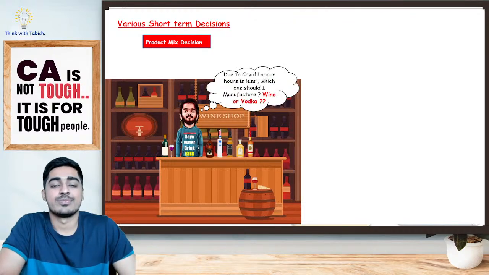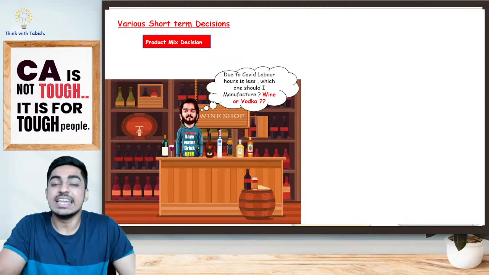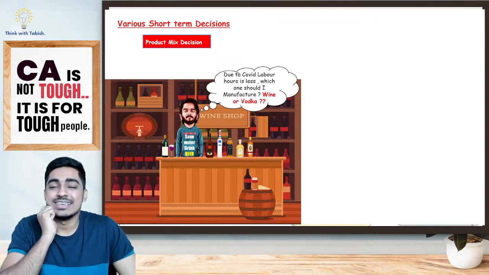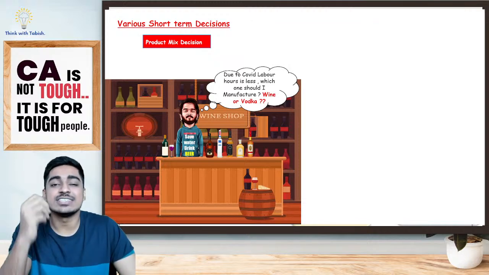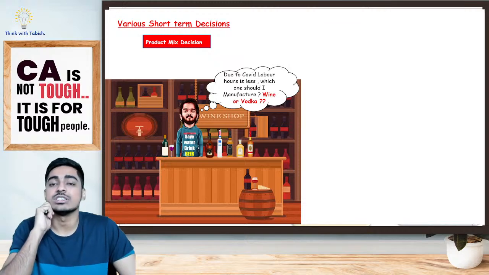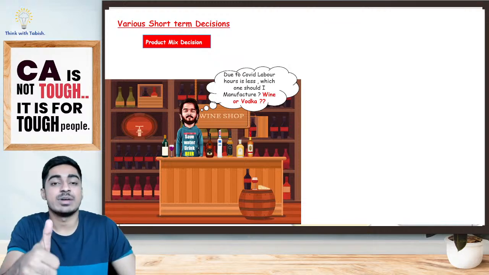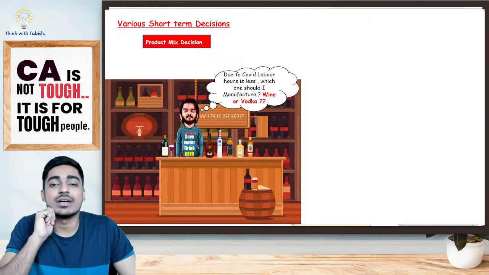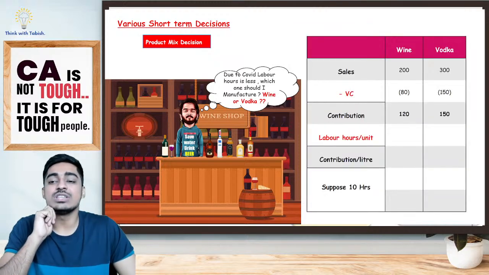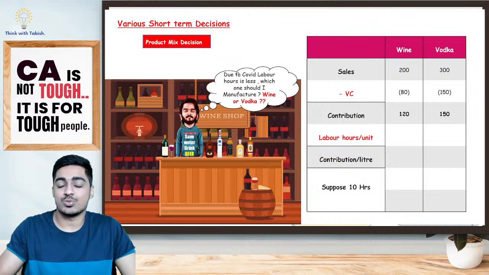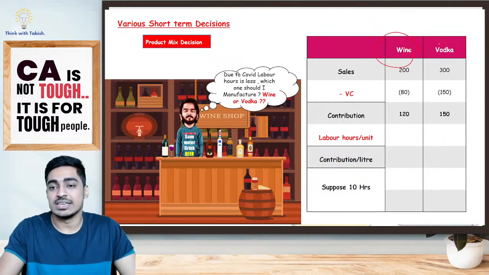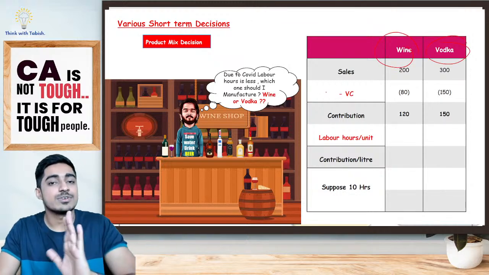So now, what happened after COVID? Labor hours were in shortage. Employees were in shortage. So he was manufacturing all these things, but labor hours were in shortage. He has two products which he generally manufactures: wine and vodka. Now he is thinking, which one should I produce? Should I produce wine? Should I produce vodka? Again, not for drinking purpose, but for selling purpose.